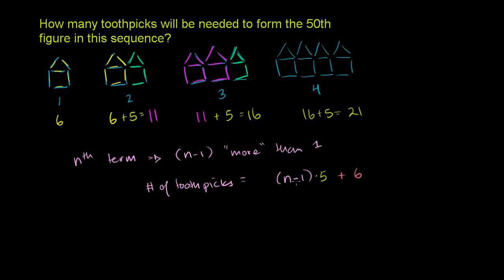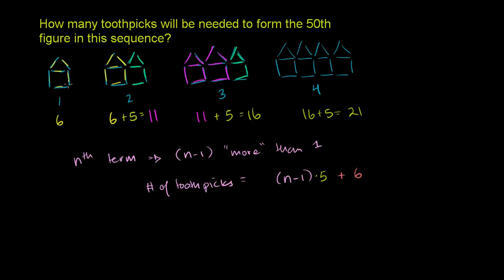And if this looks complicated, you just say, well, look, if I put a 4 here, I'm 3 more than 1. So 4 minus 1 is 3. So that'll be 3 times 5, which is 15. And then you add the number of toothpicks in 1, and you get 6.